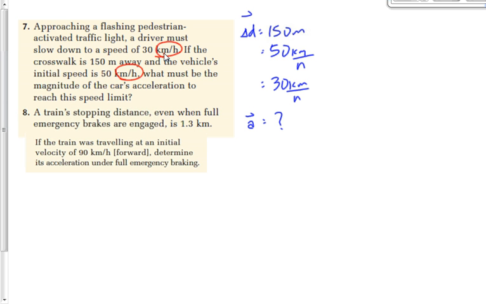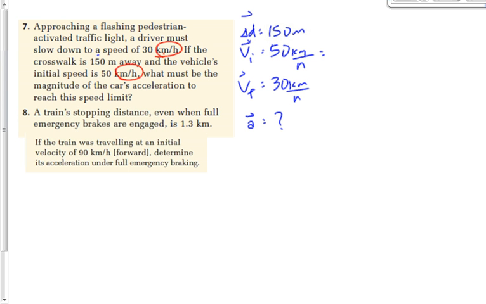What's the 50? Is that v_i or v_f? Jordan, v_i or v_f? Is that what he's slowing down to? Ilna? Good, that's v_i. That's what he's moving. When he starts slowing down to the speed of 30, v_f is going to be 30, right? Look at the question again. The driver must slow down to a speed of 30, not from a speed of 30, but to a speed of 30. All right, let's convert these to meters per second.